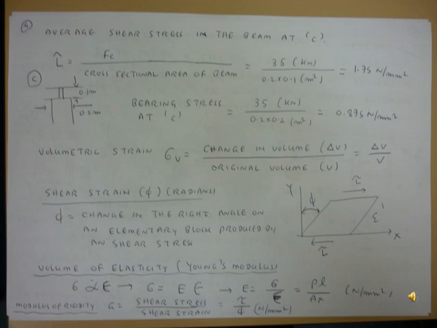And in the meantime, we can also calculate the modulus of rigidity. The modulus of rigidity G is equal to shear stress divided by shear strain. The shear strain is phi. So shear stress divided by phi, in Newton per millimeter square, is the modulus of rigidity.